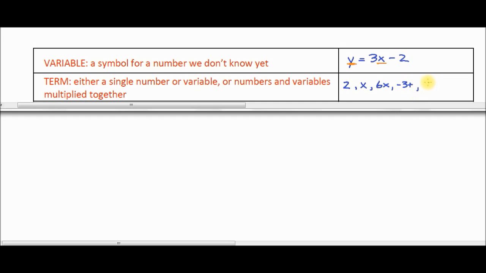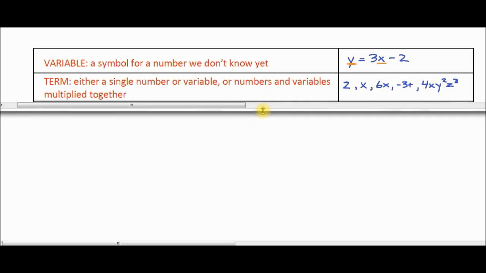We could also get really complex. How about this? We could say 4x y squared z to the 3rd power. Let's make that z a little bit clearer. Let's try z cubed. That is a very long term, but look, there's no adding or subtracting. It's a whole bunch of either numbers or variables all multiplied together. This is 4 times x times y squared times z cubed. That itself is just one term.